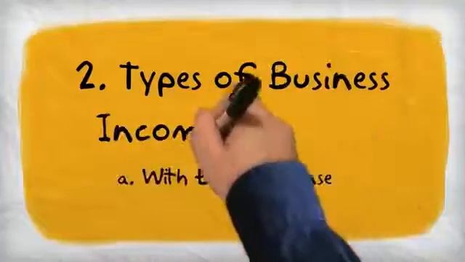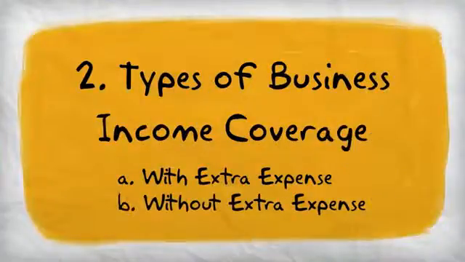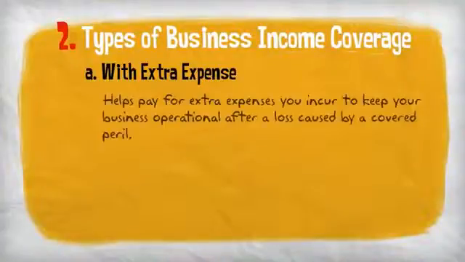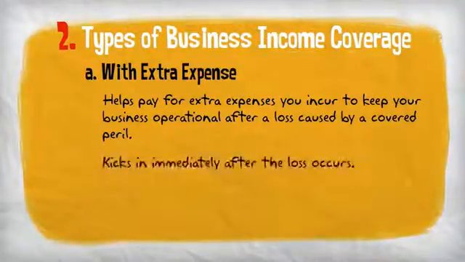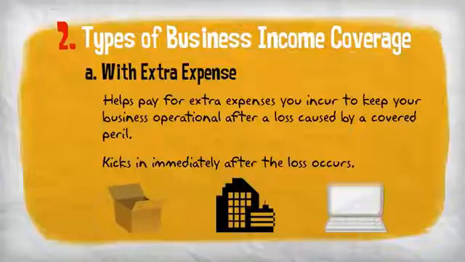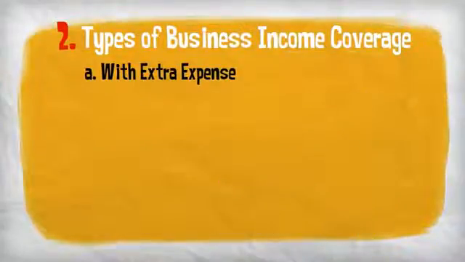There are two types of business income coverage, with extra expense and without extra expense. Business income with extra expense coverage helps pay for extra expenses you incur to keep your business operational after a loss caused by a covered peril. This coverage kicks in immediately after the loss occurs and can cover expenses such as moving costs, renting temporary premises, and renting or purchasing temporary equipment that does not replace equipment which is already part of your inventory.